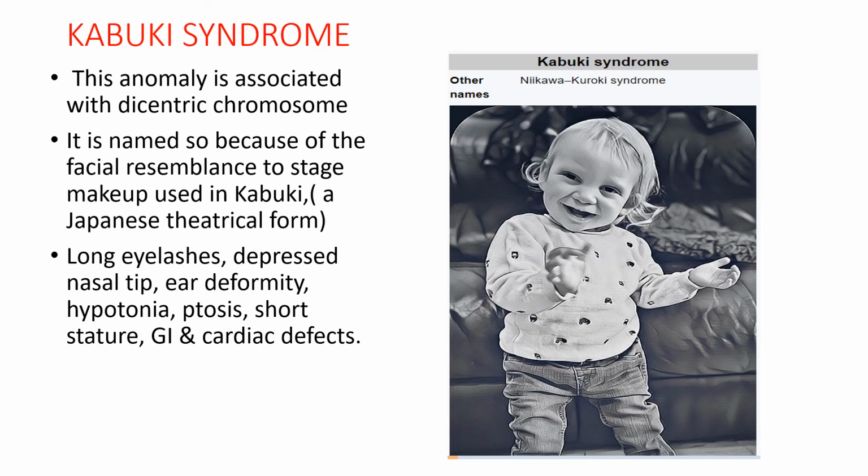Coming to Kabuki syndrome. This anomaly is associated with dicentric chromosomes. It is named so because of the facial resemblance to the stage makeup used in kabuki, a Japanese theatrical form. Individuals present with long eyelashes, depressed nasal tip, ear deformity, hypotonia, ptosis, short stature, and can also be associated with gastrointestinal and cardiac defects.